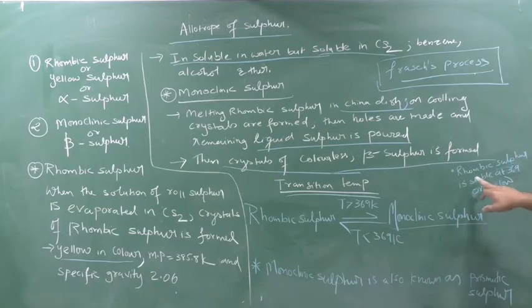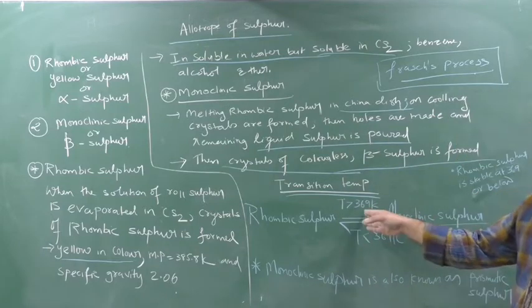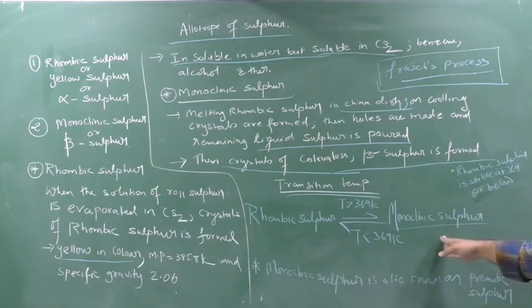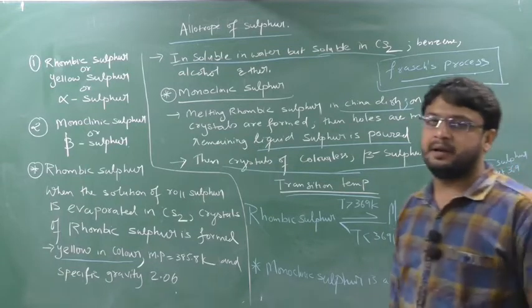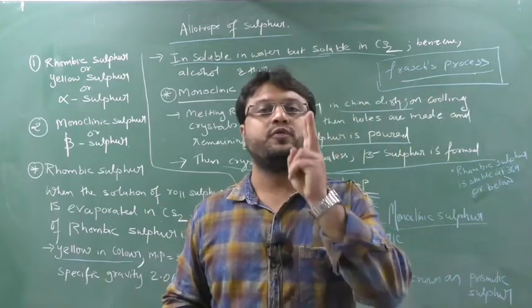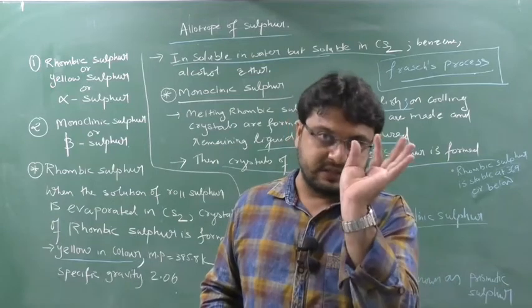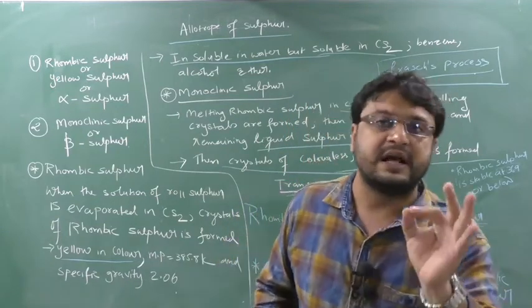See, as I have written now, rhombic sulfur is stable at 369 or below. So rhombic sulfur can only exist at the temperature 369 or below it. Similarly, monoclinic sulfur is stable at the temperature 369 or above it. It means rhombic sulfur and monoclinic sulfur both are stable at the temperature 369. So these two allotropes of sulfur are stable at some temperature. The temperature is 369. So that temperature we call the transition temperature.